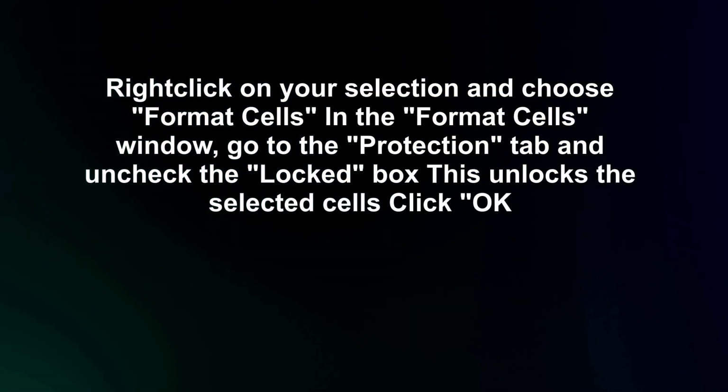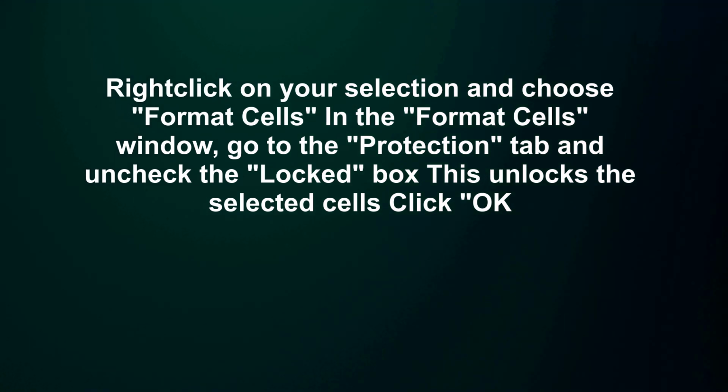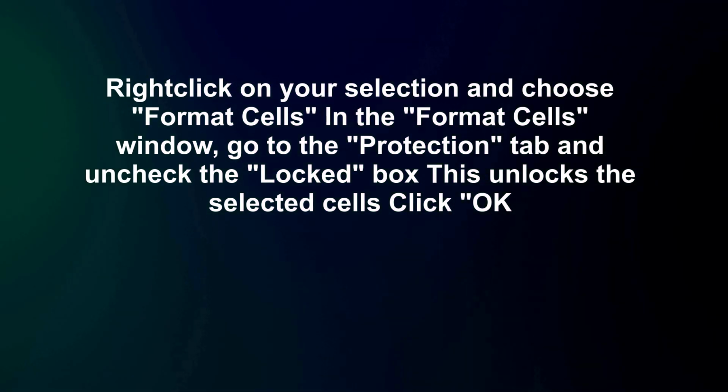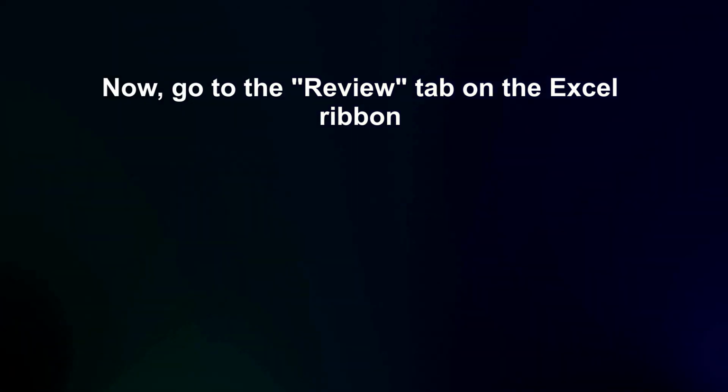later. Right-click on your selection and choose Format Cells. In the Format Cells window, go to the Protection tab and uncheck the Locked box. This unlocks the selected cells. Click OK. Now, go to the Review tab on the Excel ribbon.